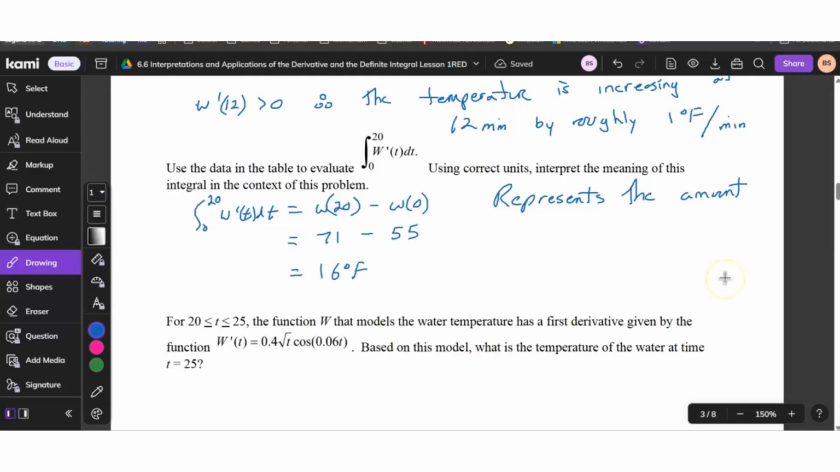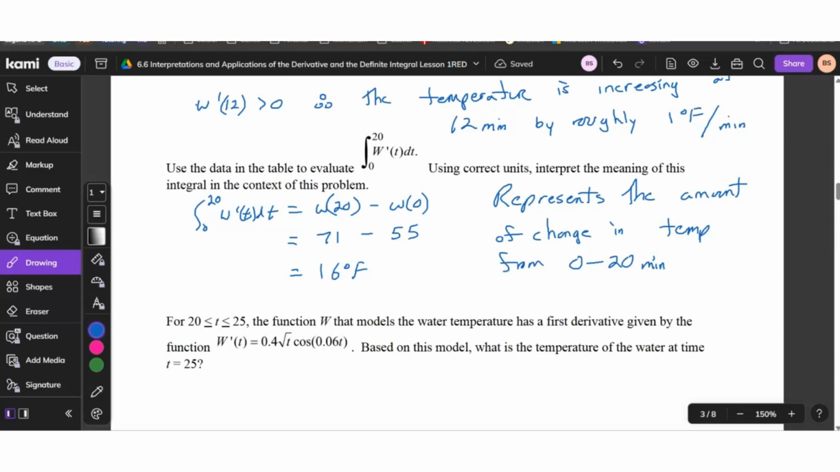Yep. All right, this represents the amount of change in temperature, exactly, from 0 to 20 minutes. Excellent work. Represents the amount of change in 20 minutes. Alrighty. Now they give us the derivative.